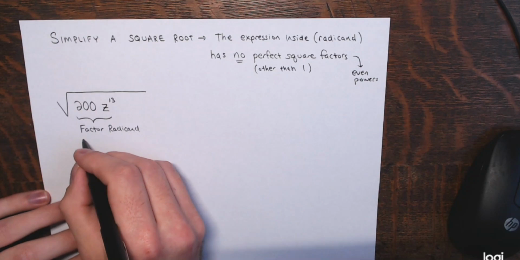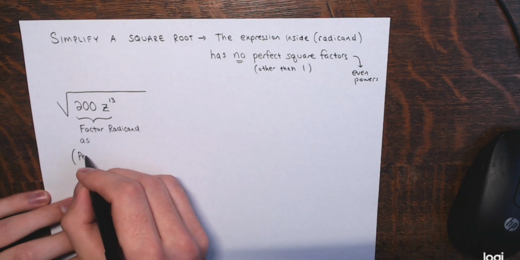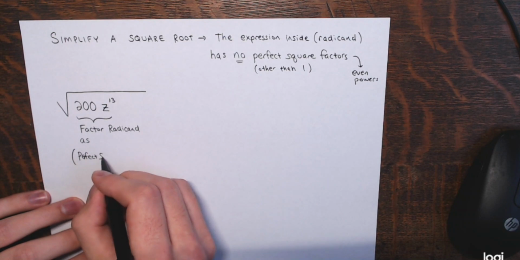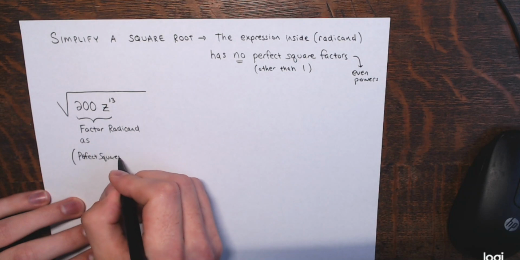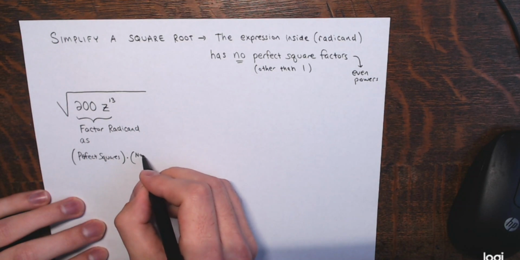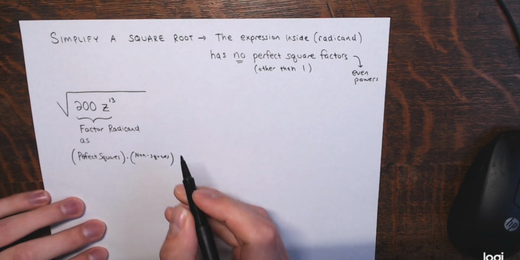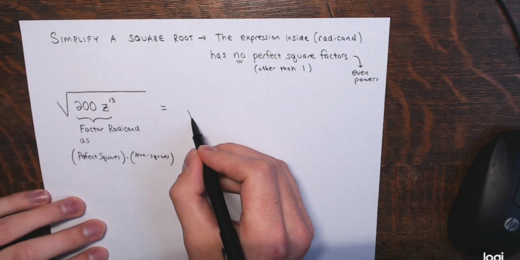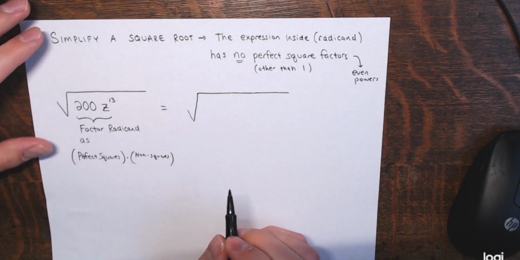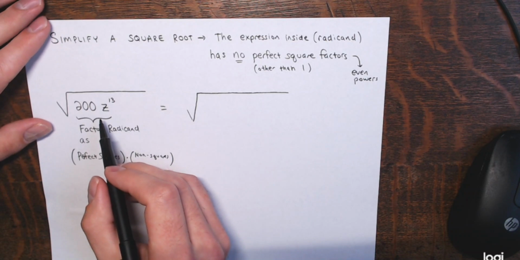I'm going to factor the radicand as perfect square factors times non-squares. And I'll show you what I mean. So it's the square root of... now if you want, you can break down everything to a product of primes. Just break everything down completely.